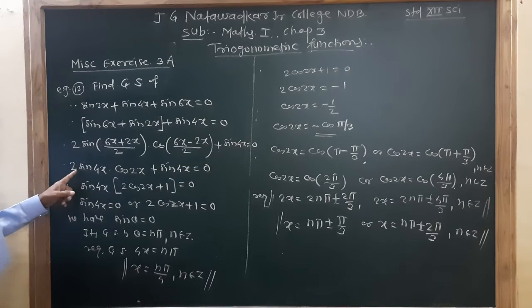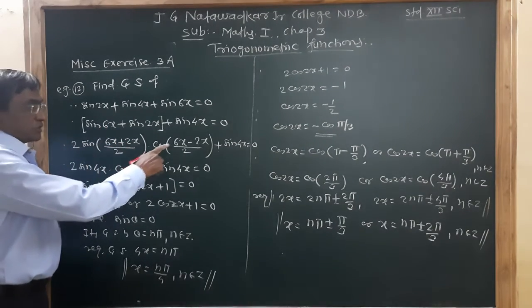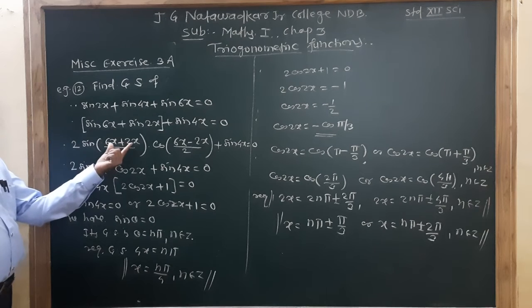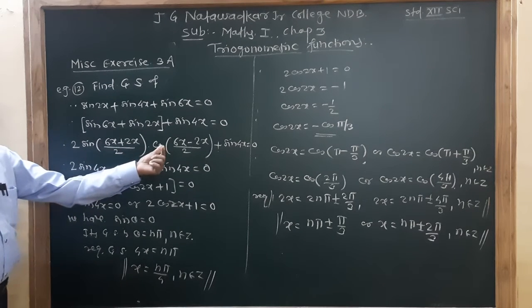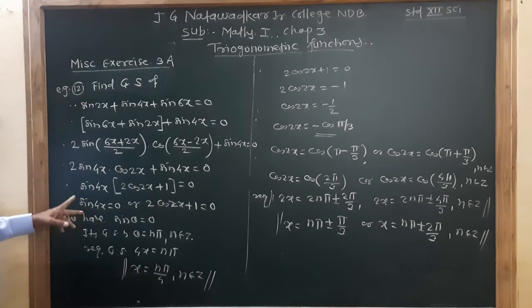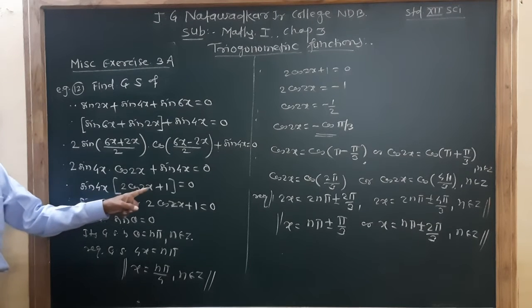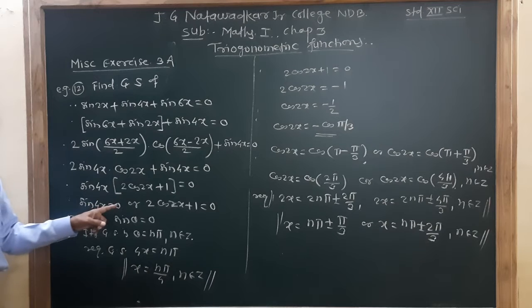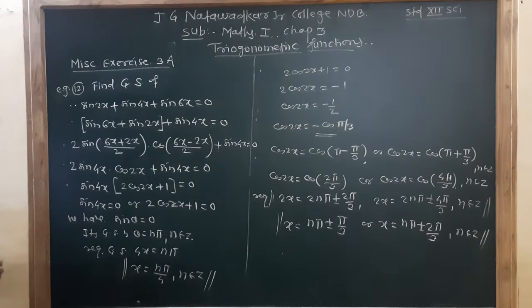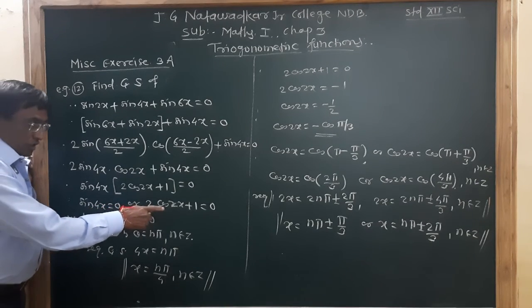Now simplify this. That is 2 sin((6x+2x)/2) cos((6x−2x)/2) + sin 4x, because here C is 6x and D is 2x. By simplifying we get 2 sin 4x cos 2x + sin 4x = 0. In this step I will take sin 4x as common, so we get sin 4x (2 cos 2x + 1) = 0. Therefore sin 4x = 0 or 2 cos 2x + 1 = 0, because the product of two terms is 0, so either the value of the first term is 0 or the value of the second term is 0.